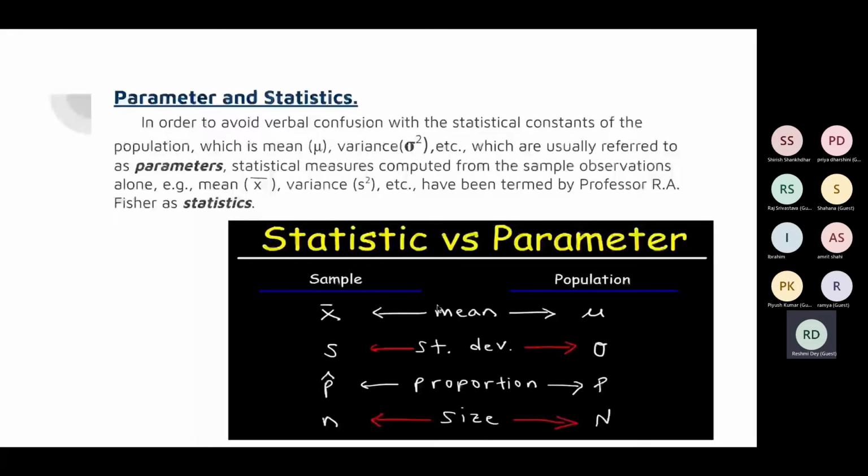Here, the mean for a sample is x bar, whereas for a population it is mu. Standard deviation for a population is sigma, and for a sample is small letter s. For proportion, it is p cap for the sample, and for the population it is capital P, and the size is small letter n and capital letter N.